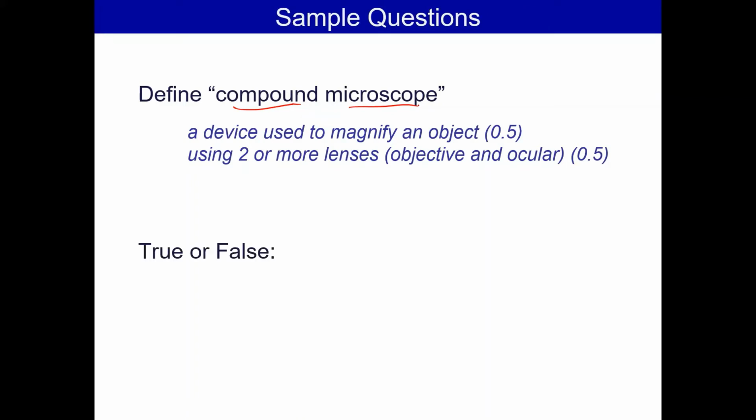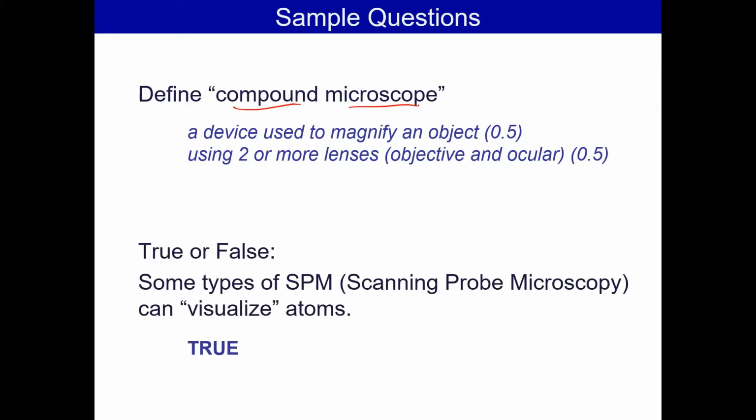True or false? Oh, I gave you the answer too quickly. Some types of probe microscopy can visualize atoms, and the answer is true. You may remember that little video I showed you from IBM where they were moving around individual atoms to make that little boy bounce the little ball. So you can definitely visualize individual atoms, which is just really remarkable.